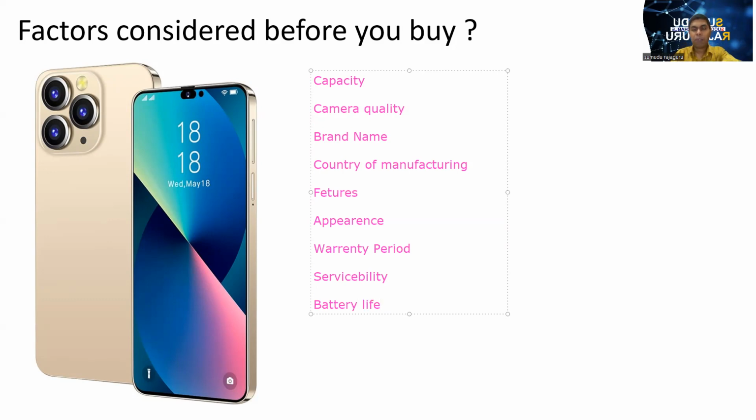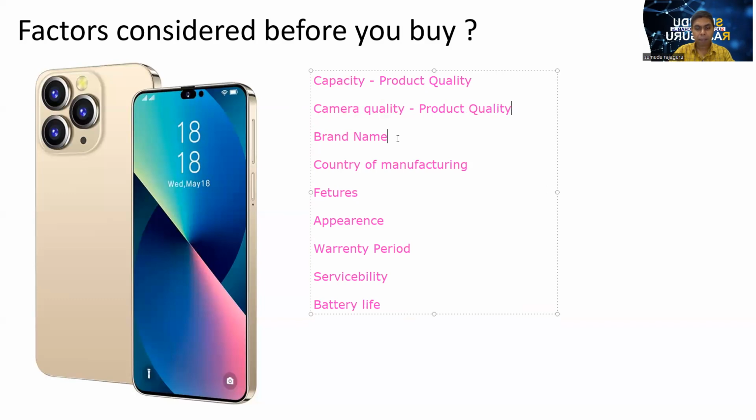So likewise, we consider many factors. Now here, we have to understand. When we talk about the capacity, actually that is a tangible property of the mobile phone. So usually we call this kind of thing product quality. When we come to the camera quality, that is also tangible. It is also included in the mobile phone. So we call that kind of thing also a product quality related factor.